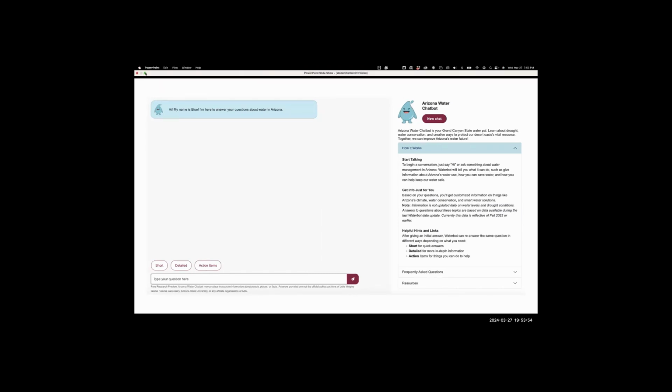This is the chatbot. On the right-hand side, we have an introduction to the chatbot and information about how it works, frequently asked questions, and resources. And then in the main area, we have an introduction by our mascot, Blue, and we have an area where you can type your question.